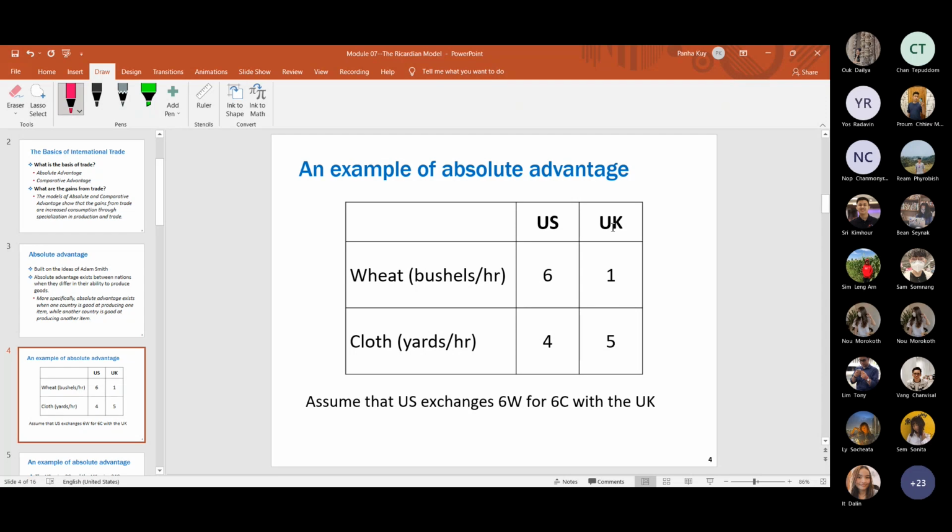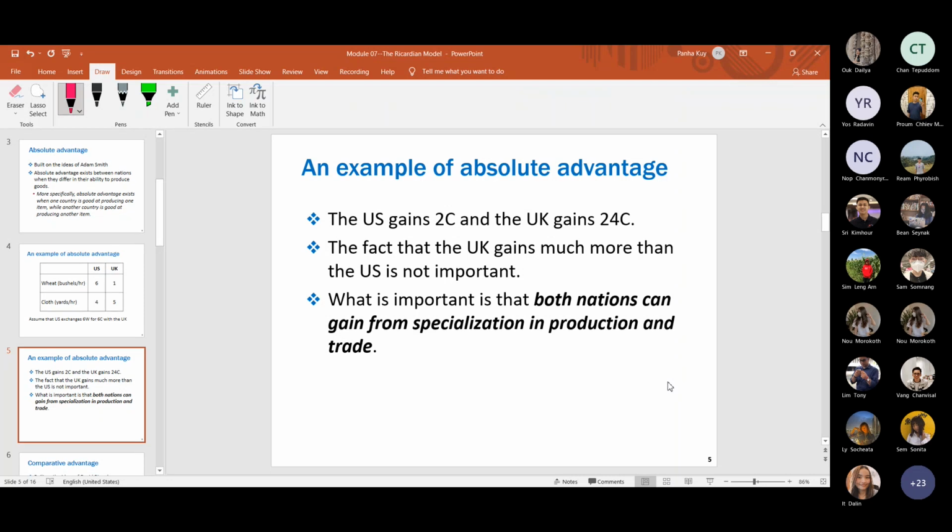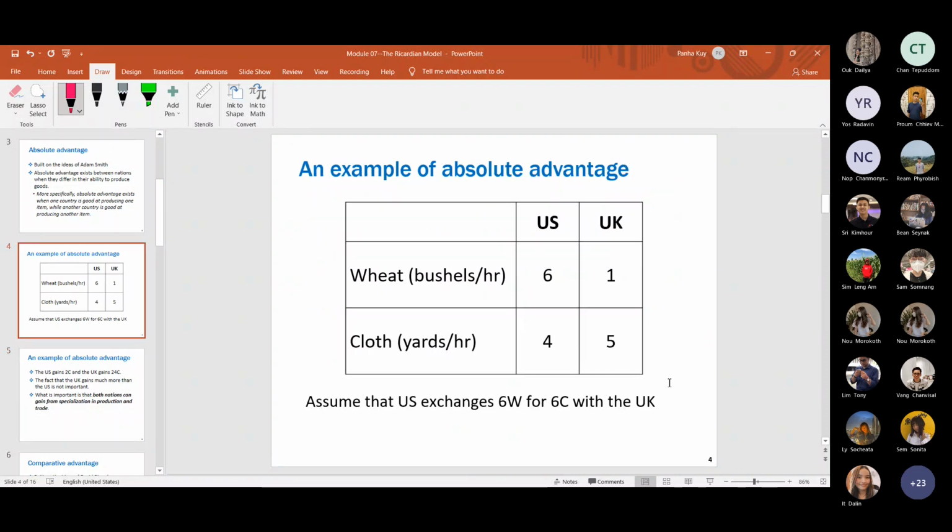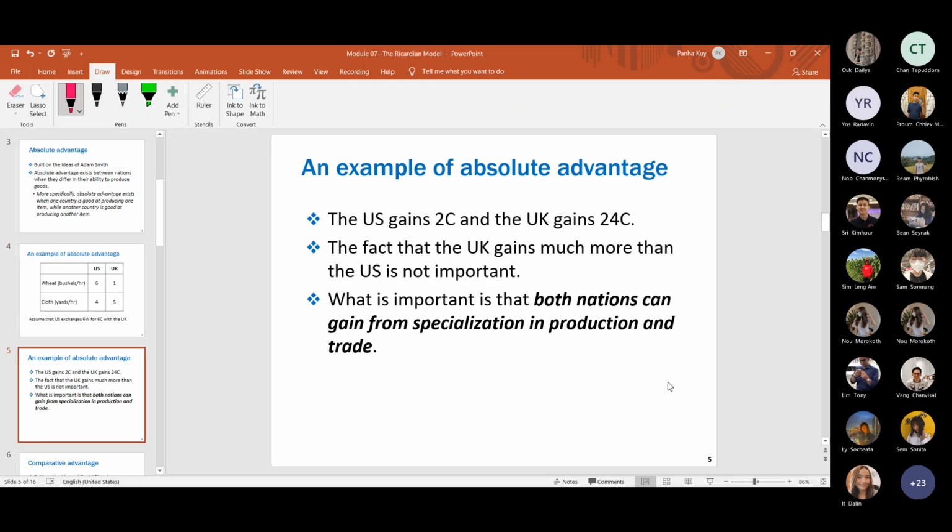Okay, assuming the UK trades. This is just an example for you. This is the information given. So assume the US exchanges 6 wheat for 6 cloth with the UK. Okay, they exchange like this. So the US will gain 2 cloth, and the UK will gain 24 cloth. I'm just making an assumption like this. So the US gains 2 cloth and the UK gains 24 cloth.